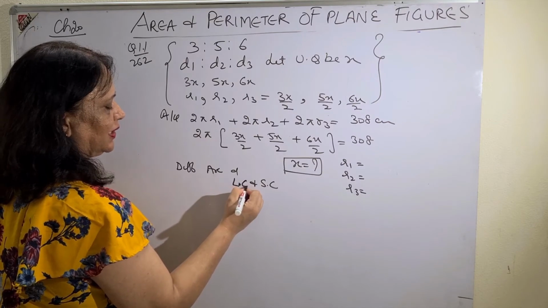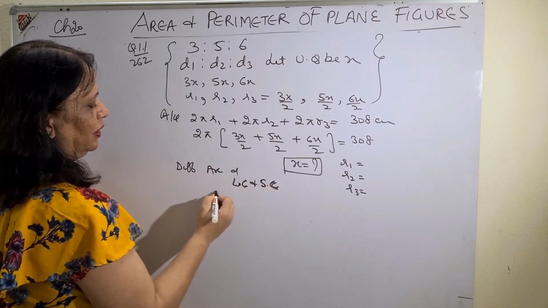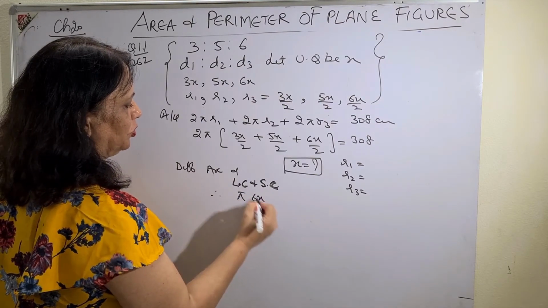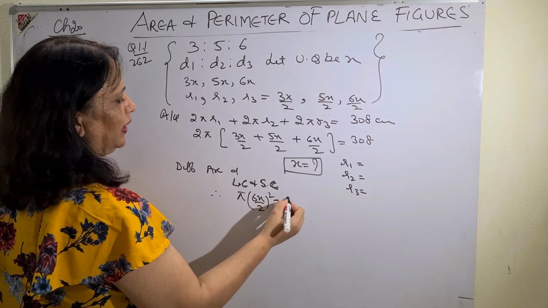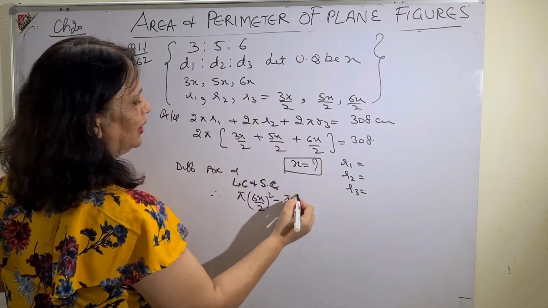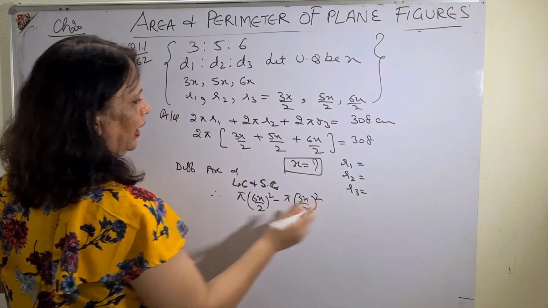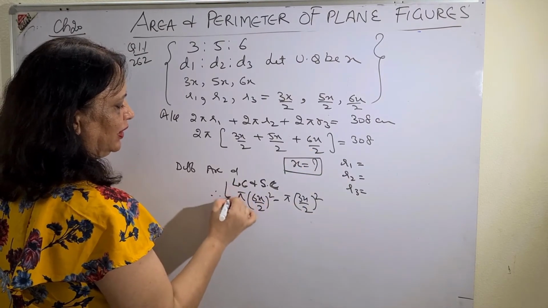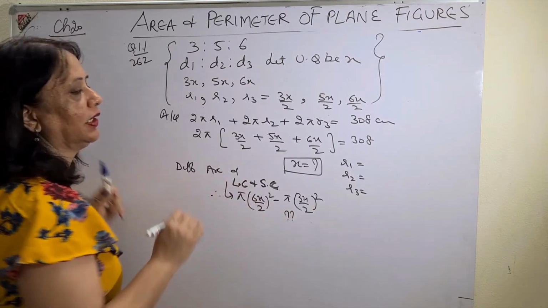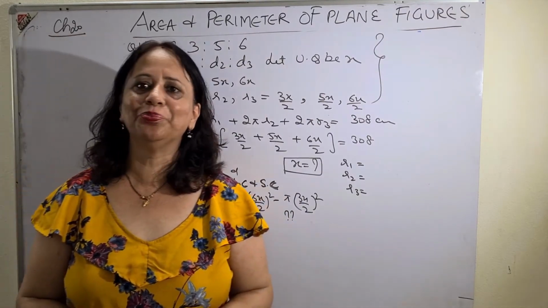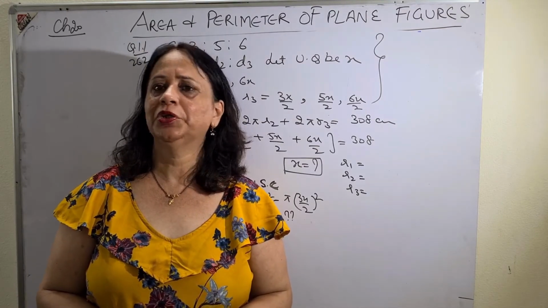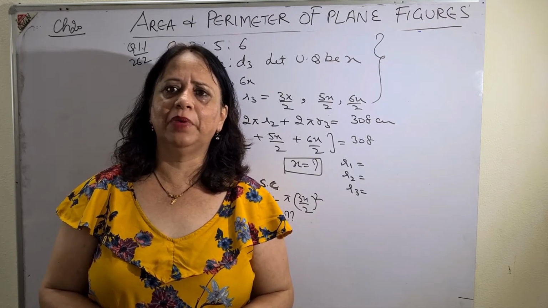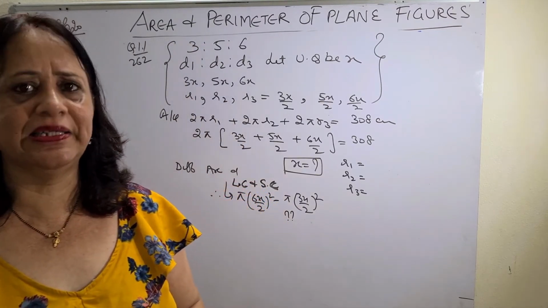LC means larger circle, SC means smaller circle. So the larger circle is pi times 6x upon 2 whole square minus pi times the smaller circle, 3x by 2 whole square. After substituting the value of x, that is your required answer. The main purpose was just to make the language easy for you people, so you don't get any problem at all. I don't want you to get bored from this mathematics, so I am trying to make it as easy as possible.